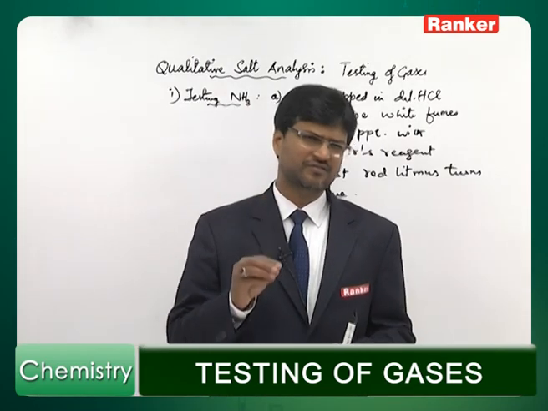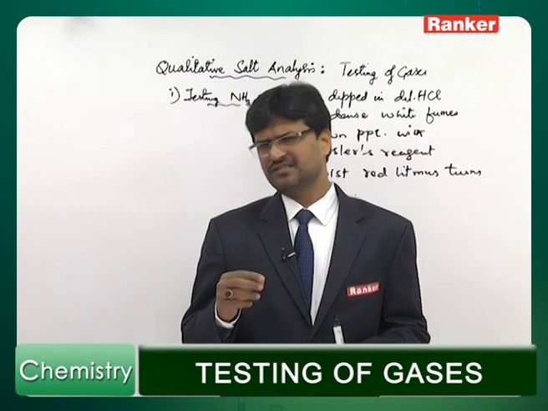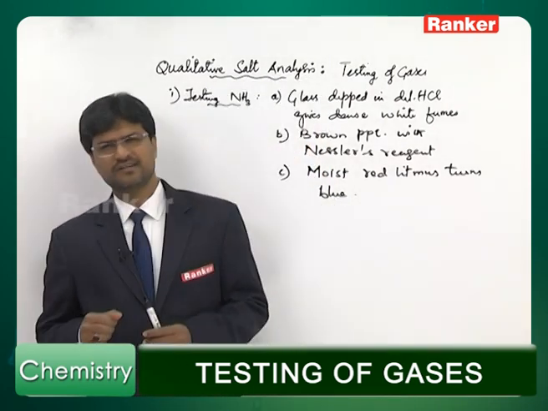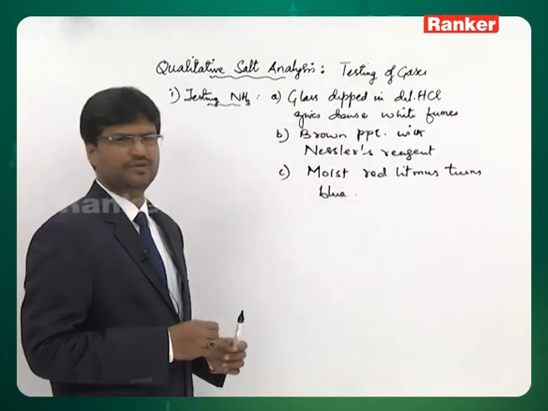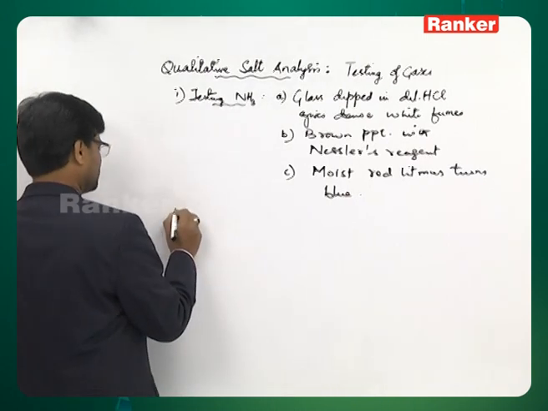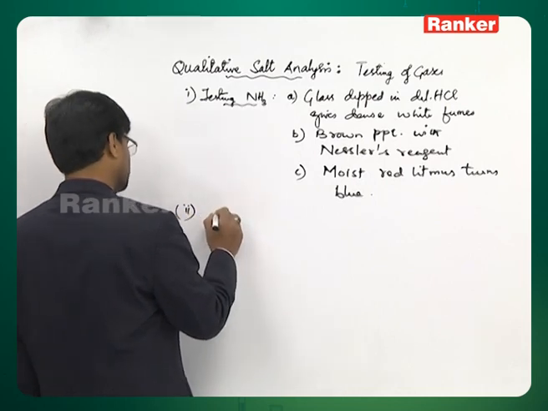Ammonia gas gives dense white fumes with a glass rod dipped in HCl. Another one is ammonia gas, when bubbled into Nessler's reagent, forms a brown precipitate, and ammonia gas turns moist red litmus paper blue. So these are tests for ammonia. Next, carbon dioxide.